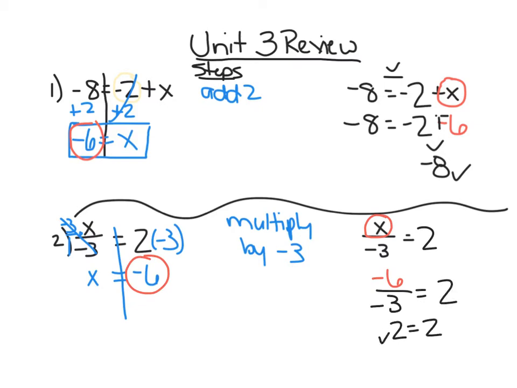If you want to write it out, you want to check it, put a check mark, right? Negative divided by negative is positive. 6 divided by 3 is 2. All right, so there we go. We got the first two problems done. Now let's take a look.